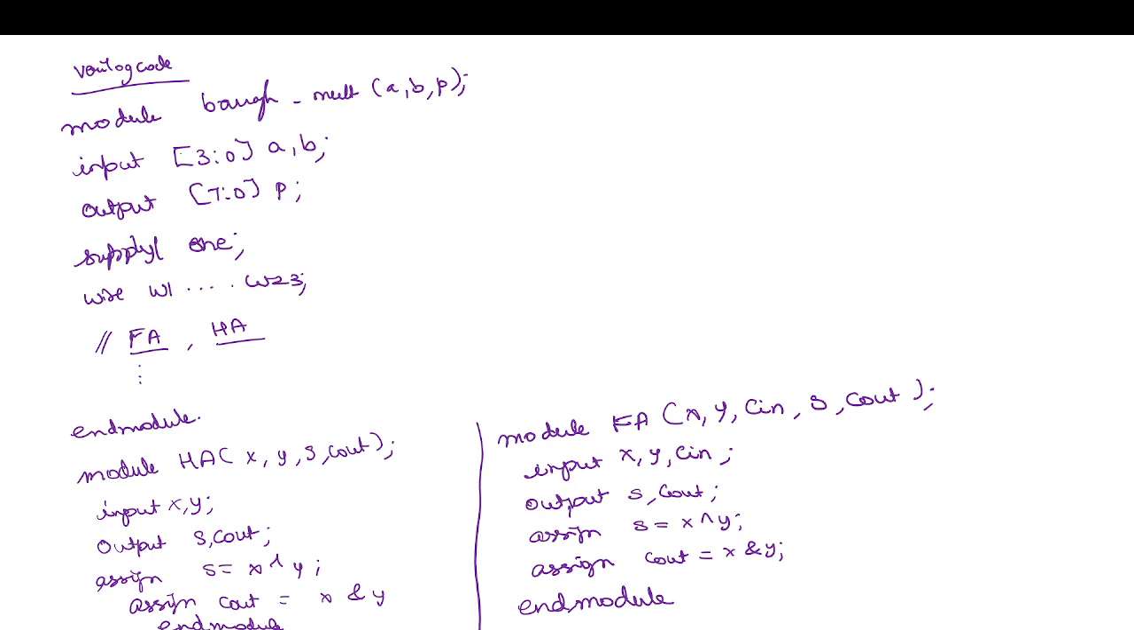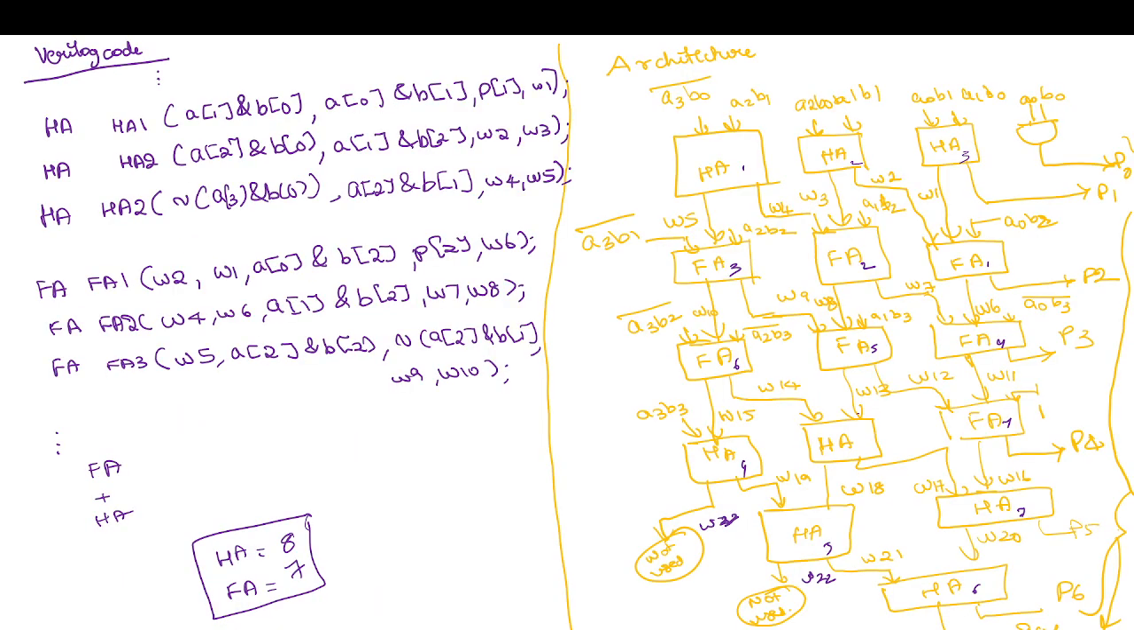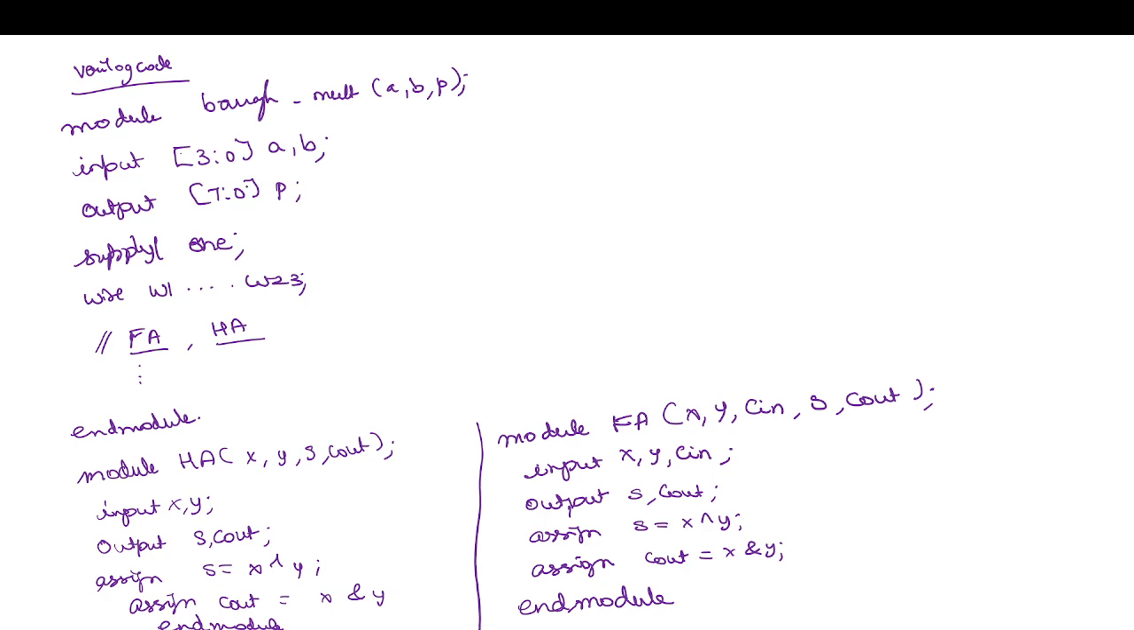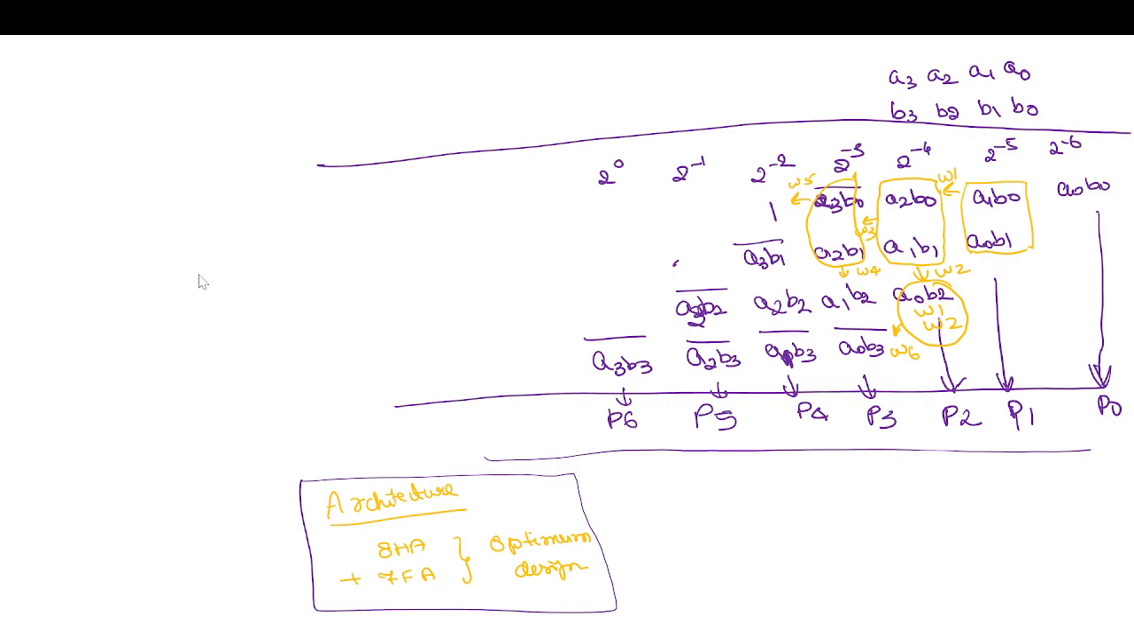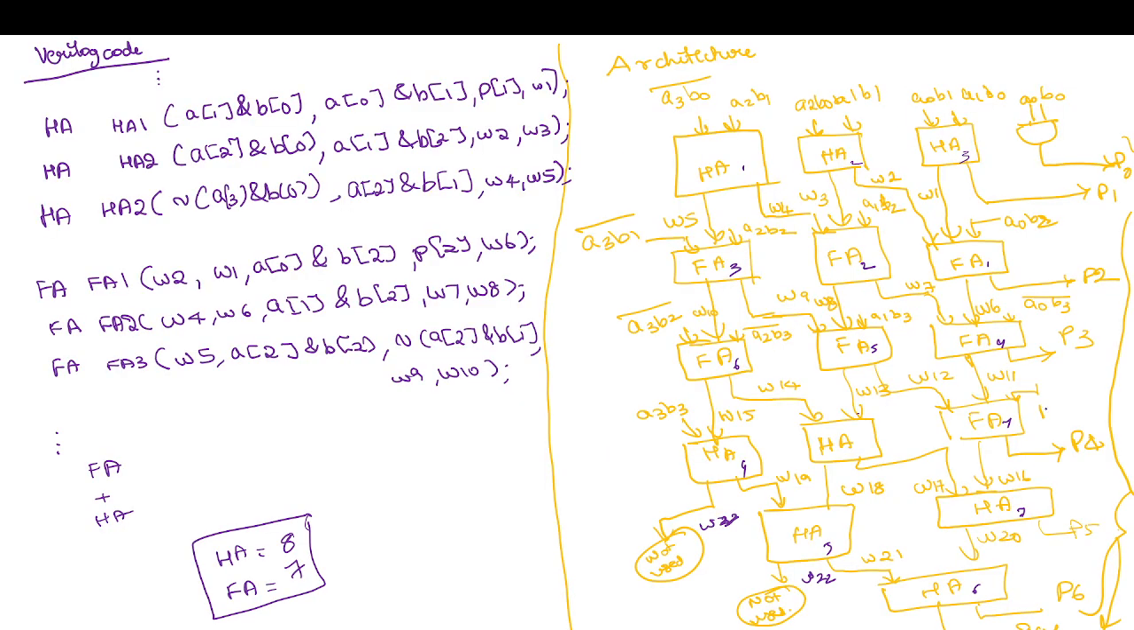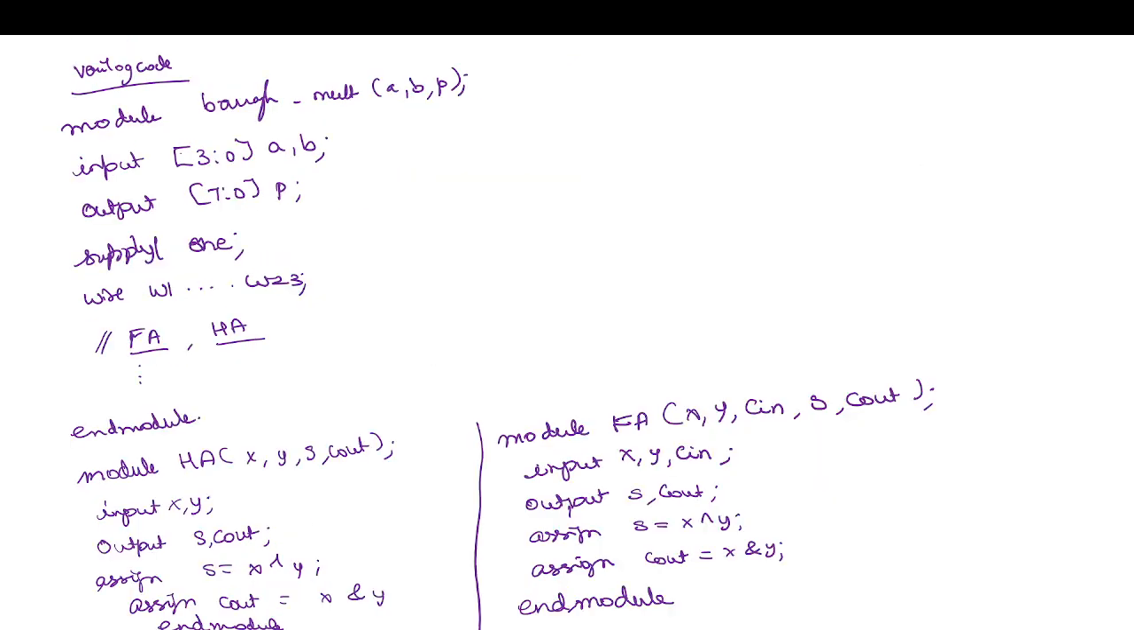This is the Verilog code. The same instantiation you can write for all the half adders and full adders, and this will be the input and output port, and one will be required for this particular full adder, and then the other code for half adder and full adder.